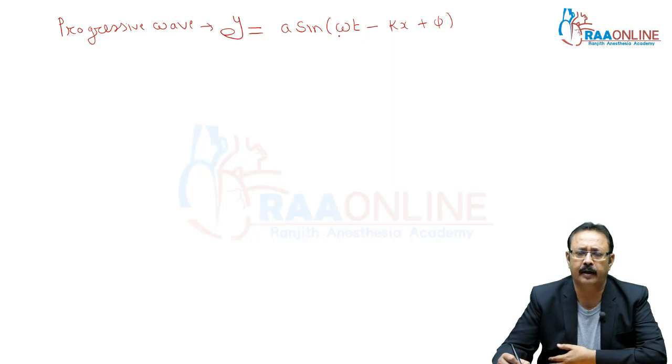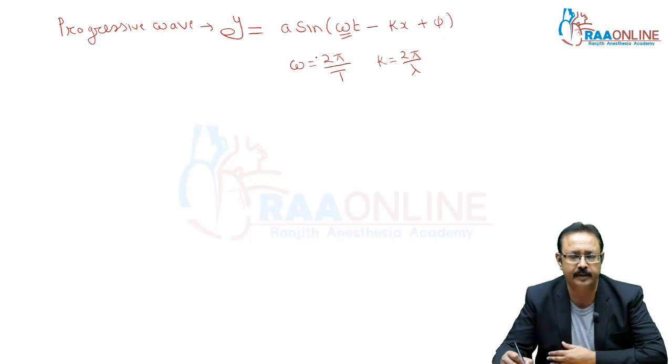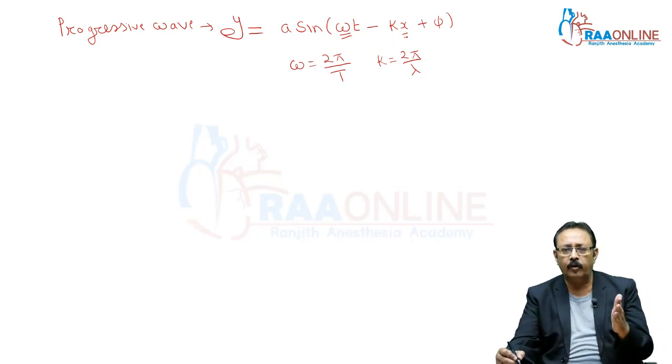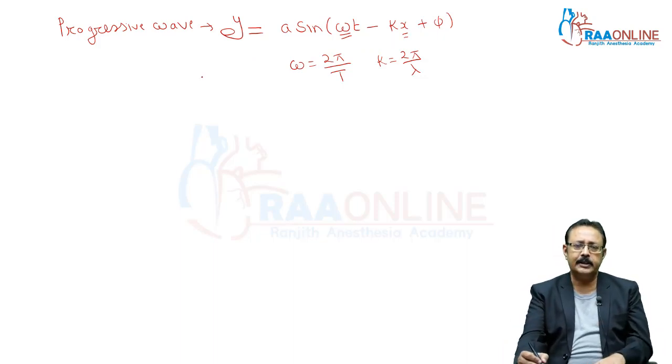What is omega? Omega is 2π/T, where T is the time period. What is k? k is 2π/λ, known as the wave number. φ is the phase difference. What is this x? x is the displacement of the wave. What is this y? y is the displacement of the particle.